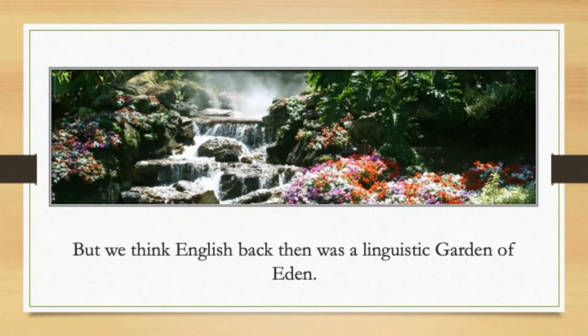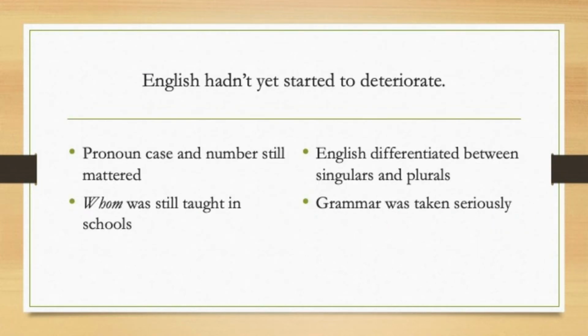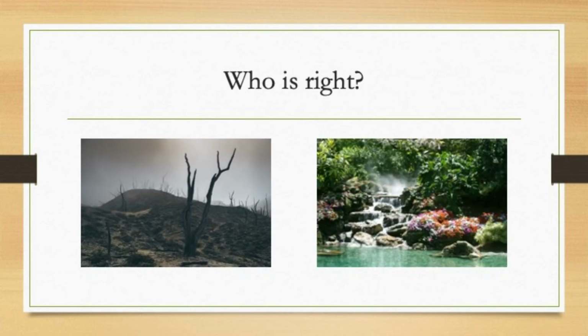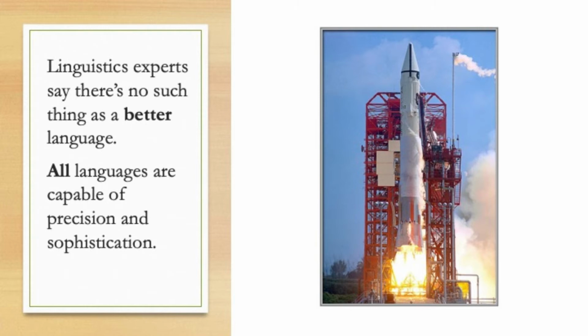But we think English back then was a linguistic Garden of Eden. English hadn't yet started to deteriorate. When Shaw was a schoolboy, pronoun case and number still mattered, whom was still taught in schools, people cared about singulars and plurals, and grammar was taken seriously. So, was 1870s English a barren wasteland, or was it a sumptuous Garden of Eden? Who's right? It's the wrong question. Linguistics experts tell us there's no such thing as a better language. All languages are capable of precision and sophistication.